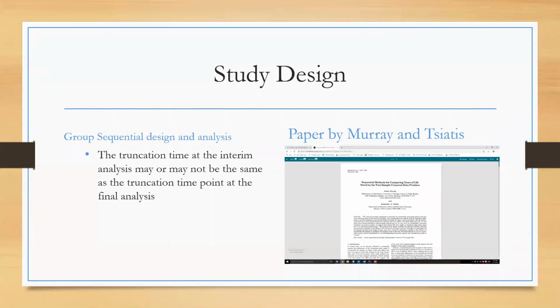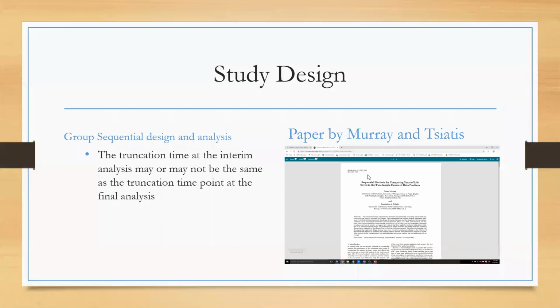Now you might ask, how about group sequential design and more complex study designs? We know we can do this based on hazard ratio. We also can do this using the RMST. The only trick is the truncation time for RMST at the interim analysis might or might not be the same as the truncation time point in the final analysis. You have to be flexible. So for example, at the interim, you might test the difference in RMST up to year 3. But in the final analysis with longer follow-up, you want to test the difference in RMST up to year 4, for example. And all those results were presented very nicely in this paper by Murray and Tsiatis.